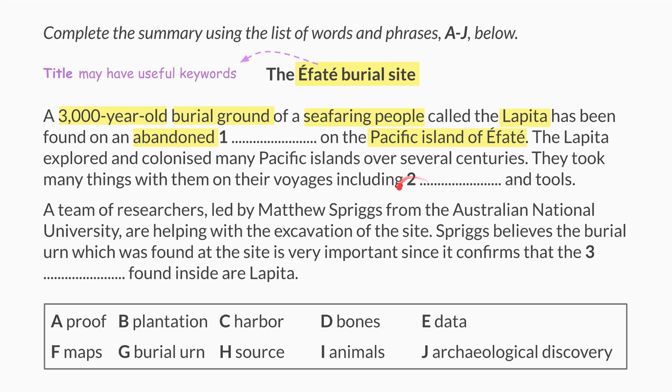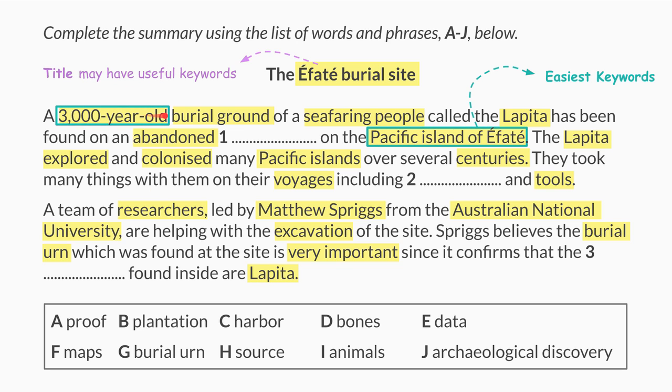Let's move on to question number 2 and let's see what keywords we can find here. So these are the keywords: Lapita, explored, colonized, and so on. And then here for question number 3, in these 2 sentences, these are the keywords. All of these right here. And out of these, the most useful ones are Matthews Briggs and Australian National University. Those are proper nouns. So these are the easiest keywords here: 3,000-year-old, Pacific island of Efate, Matthews Briggs, and Australian National University.